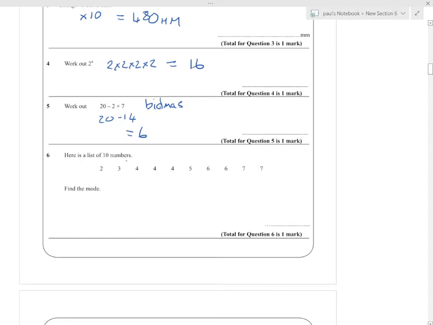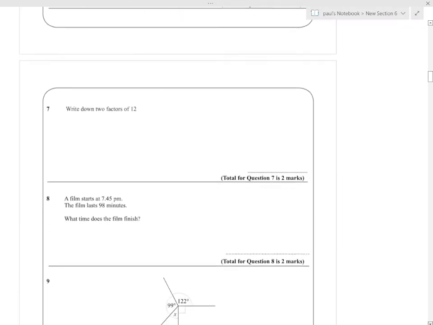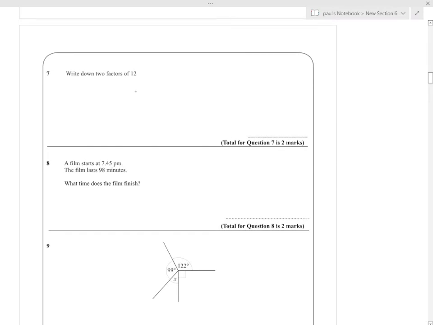Here's a list of 10 numbers. Find the mode. The mode is the most common, which is 1, 2, 3. We've got 4s, haven't we? So it's 4. I've not seen this paper before. Write down 2 factors of 12. And all the factors of 12, I'll write them all down, is 1 times 12, 2 times 6, and 3 times 4. So any two of those numbers, so we say 3 and 4.